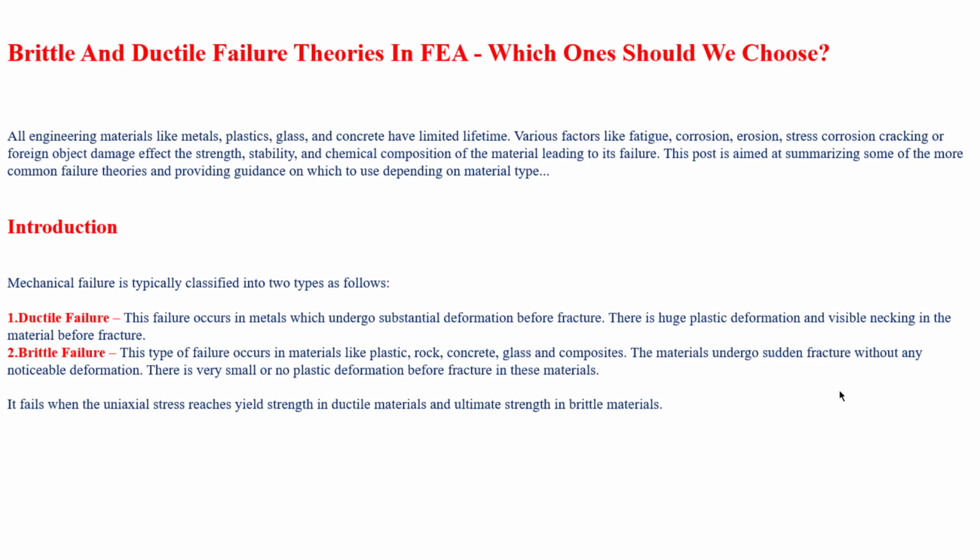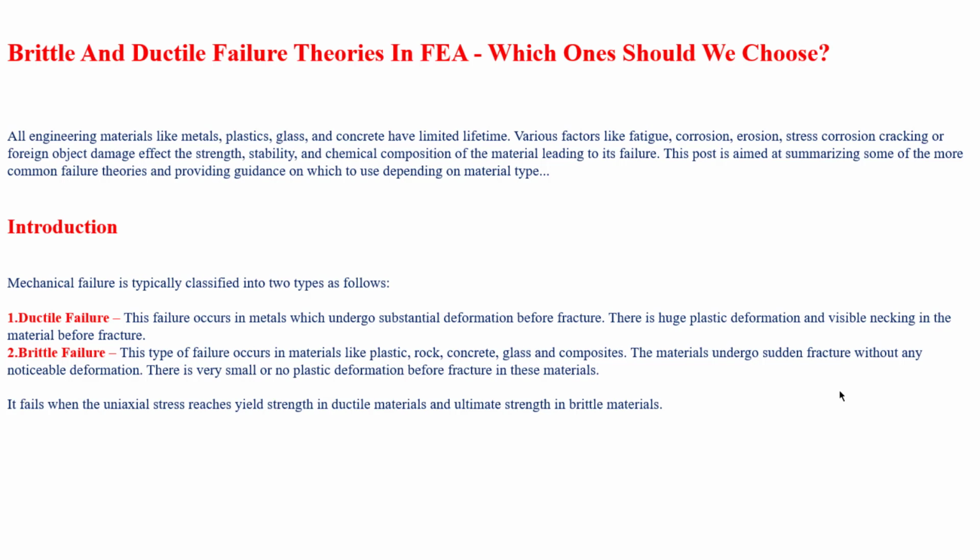Now we'll see the failure theories in depth. Now here, when it comes to failure theories, we know there are some engineering materials available, like metals, plastics, glass, concrete. These things will be there in real life. Okay, so how are they going to fail, right? Due to fatigue, corrosion, erosion, stress cracking, right? So due to these things, the strength of all these metals or materials will fail.